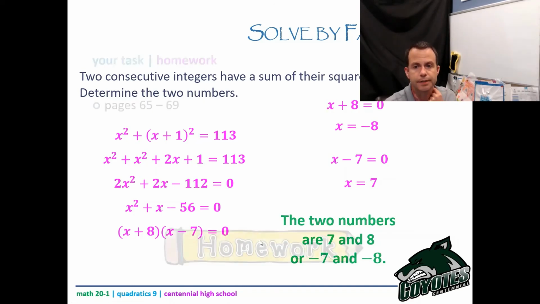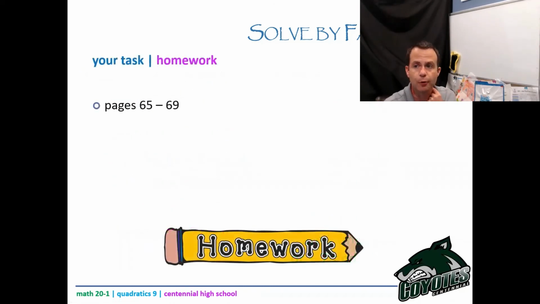All right, awesome. So that is it for us for factoring. Tomorrow we'll continue with an additional method. We're going to go through a few different methods, okay? But right now let's concentrate on factoring. Make sure you're really good. Make sure you have zero on one side before you start factoring, okay?